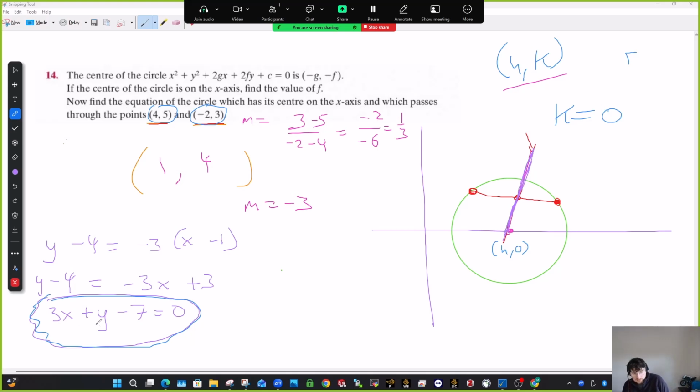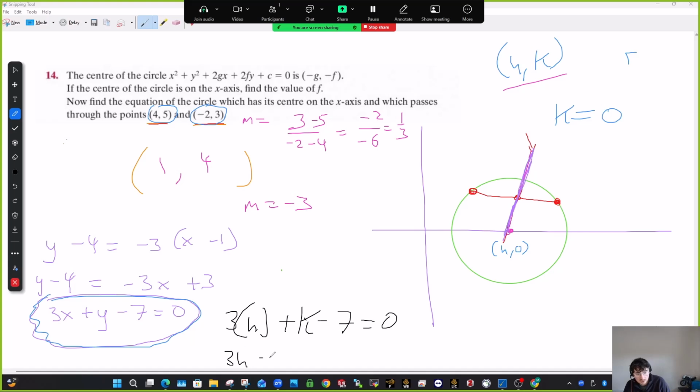So 3x plus 4y minus 7 is a perpendicular bisector of these 2 points. It goes through the center of the circle (h, k), which means you can put (h, k) into the equation down there. So that'll be 3h plus k minus 7 equals 0. Now, but we know something here. We know k is 0, right? So let's put that information in.